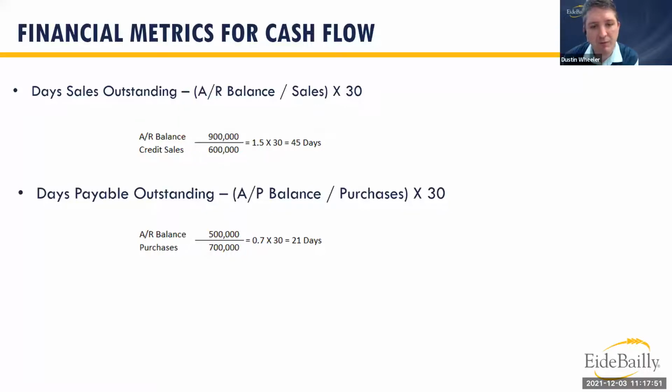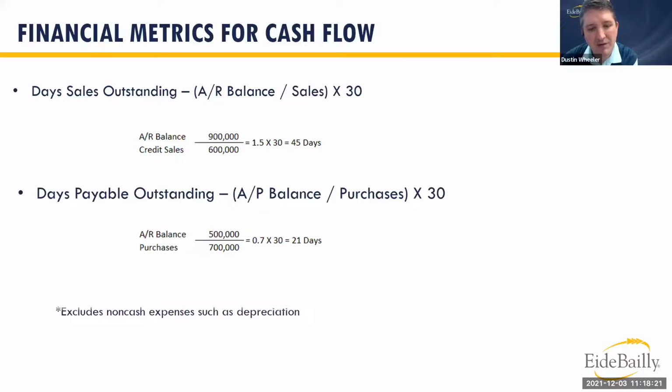Now that we have these numbers, we can compare the days sales outstanding and the days payable outstanding and see how fast we're collecting versus how fast we're paying. So in these examples, we're not collecting receivables very quickly, but we are paying our bills very quickly. If our company is in a cash crunch, that may be a big reason why. And so we may want to think about ways that we can speed up our collections and think about how we can pay our bills on time, but maybe not necessarily early.